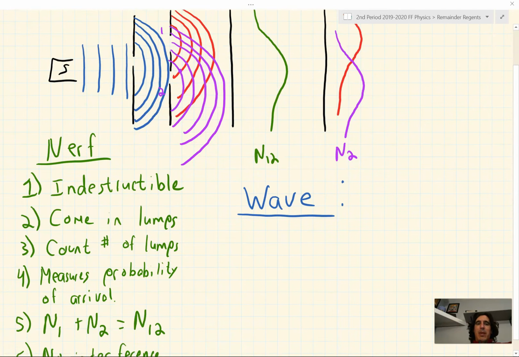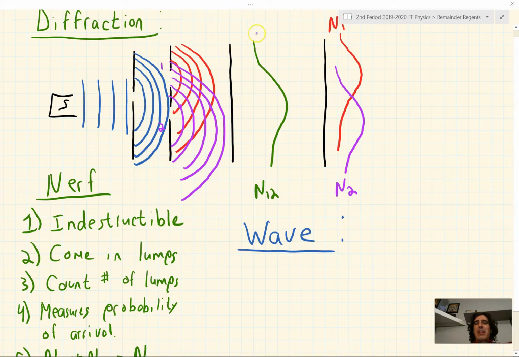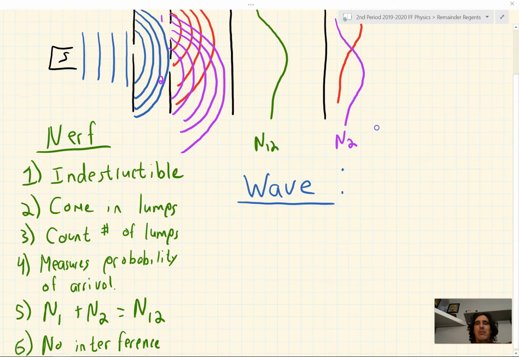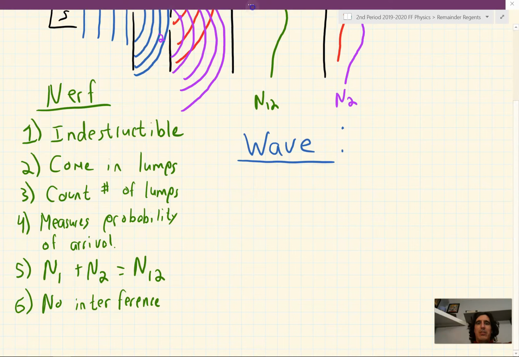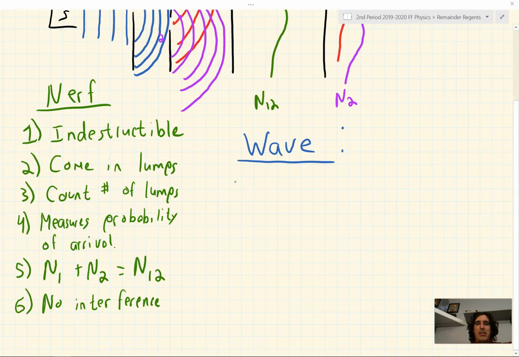So, rather than counting the number of waves that hit this wall, what we're going to do is measure the intensity of the waves. So what's their amplitude, or how strong are they? So for waves, the first thing we could say is that we're measuring the intensity.